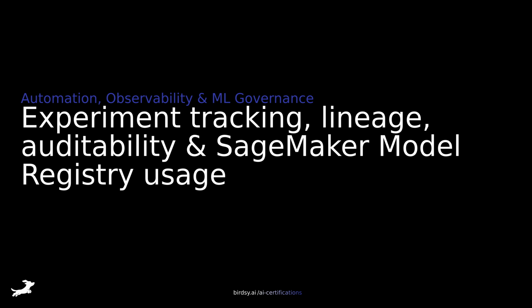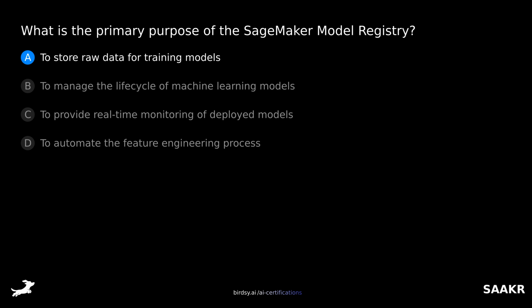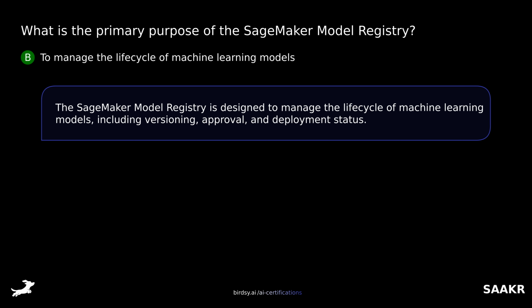Experiment tracking, lineage, auditability, and SageMaker Model Registry usage. What is the primary purpose of the SageMaker Model Registry? Is it A, to store raw data for training models, B, to manage the lifecycle of machine learning models, C, to provide real-time monitoring of deployed models, or D, to automate the feature engineering process? The answer is B, to manage the lifecycle of machine learning models. The SageMaker Model Registry is designed to manage the lifecycle of machine learning models, including versioning, approval, and deployment status.